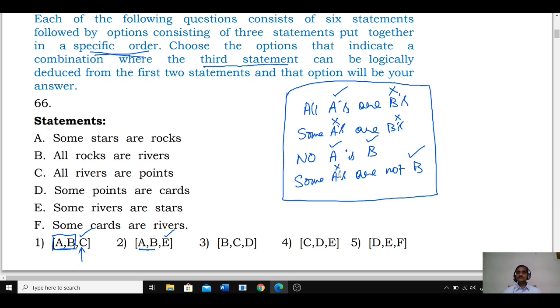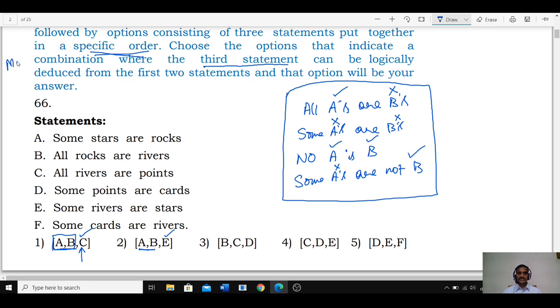Done. Now in this one, in fact, this is the model. It is a regular feature in the MAT examination.